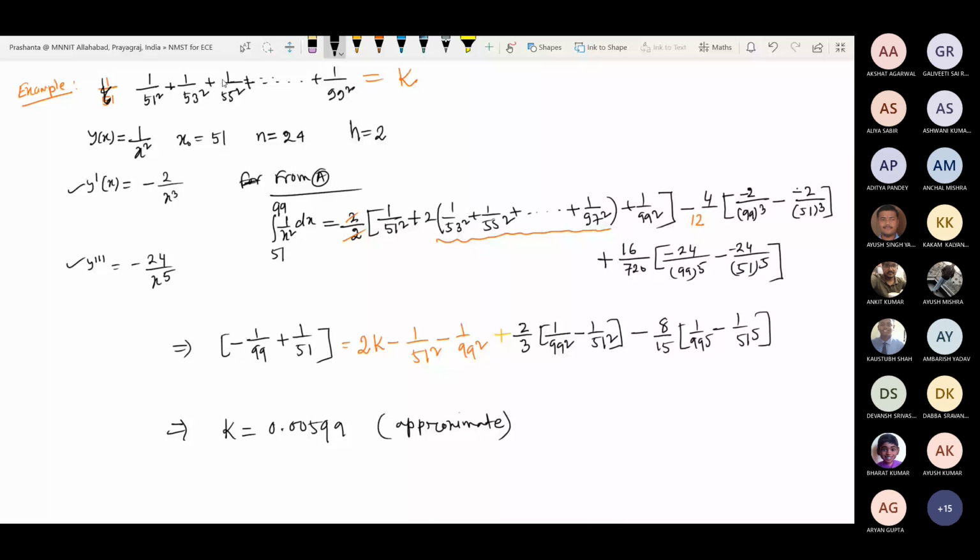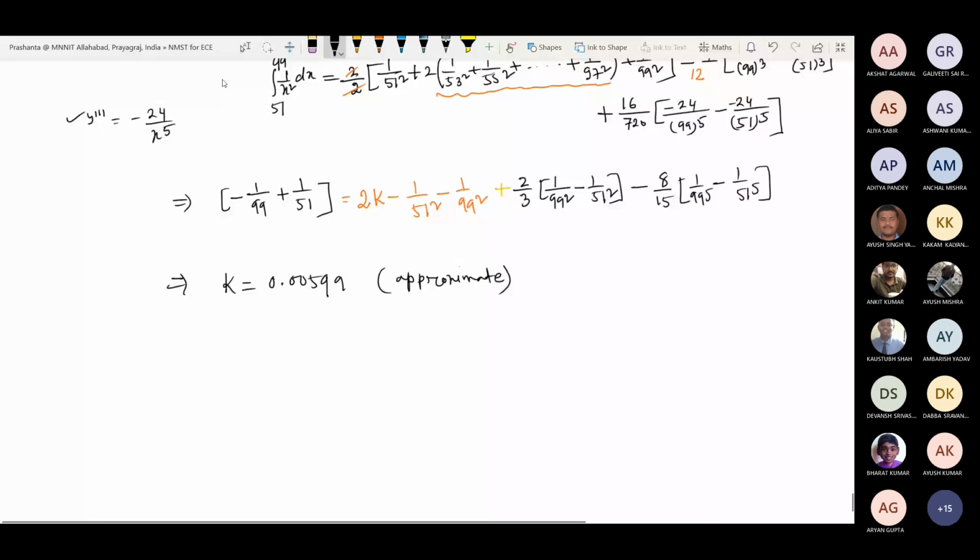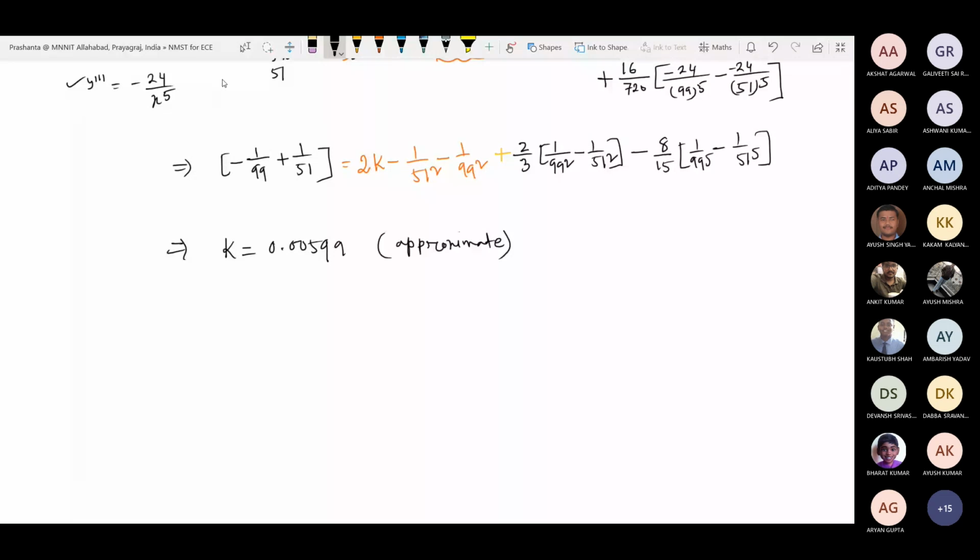Now let us use this formula to find out the value of a definite integral. Let us use this formula with some very small or easy integration so that we can compare its approximate value and its exact value. So here this is the problem. Later you can use it for any kind of definite integration.